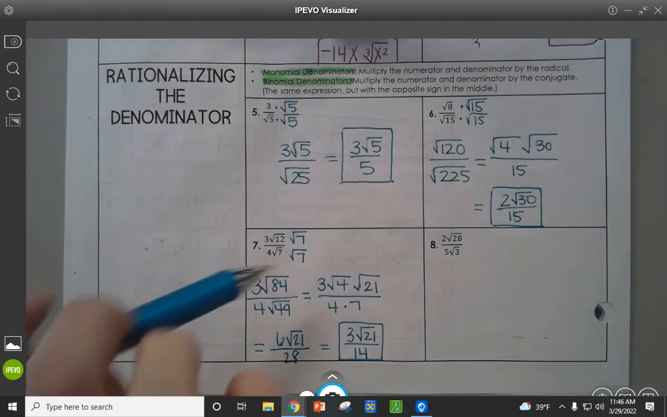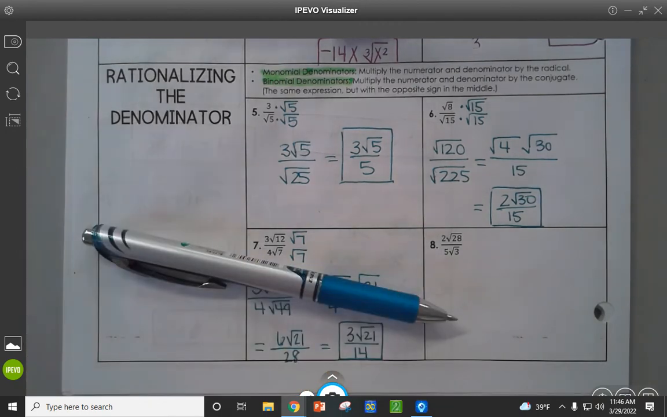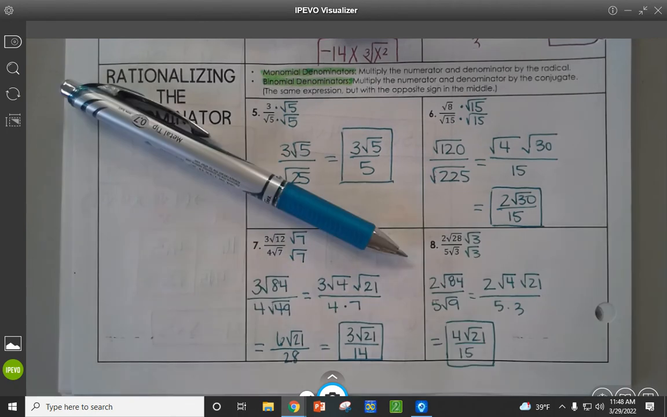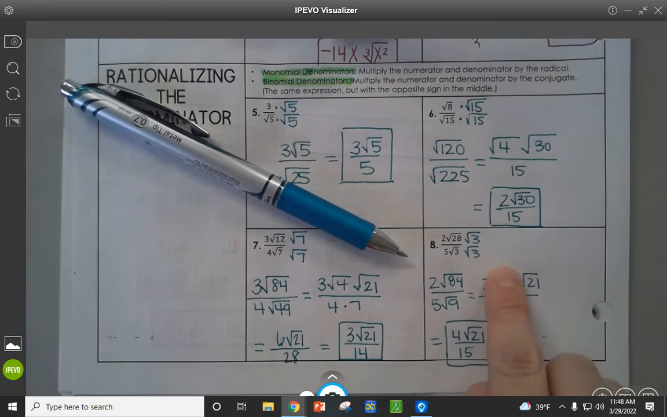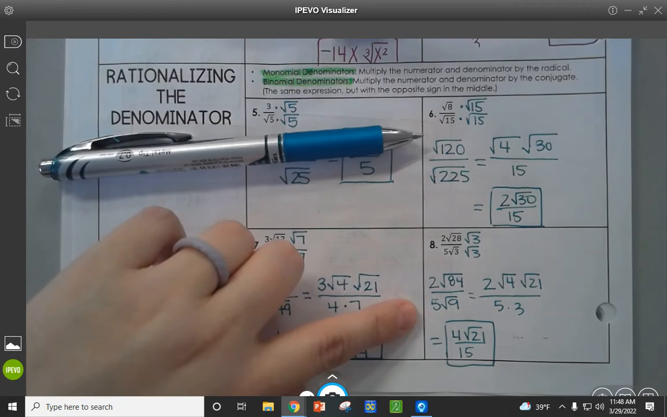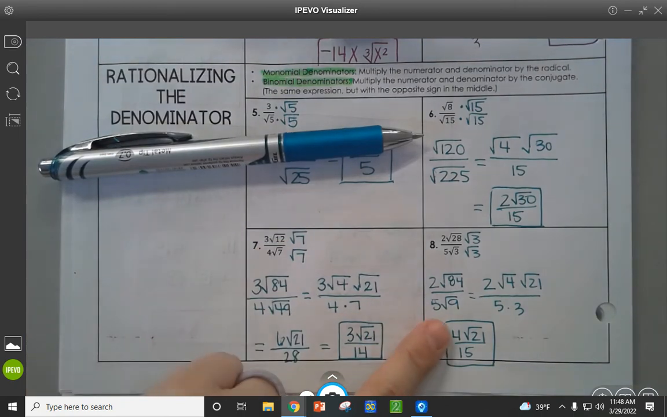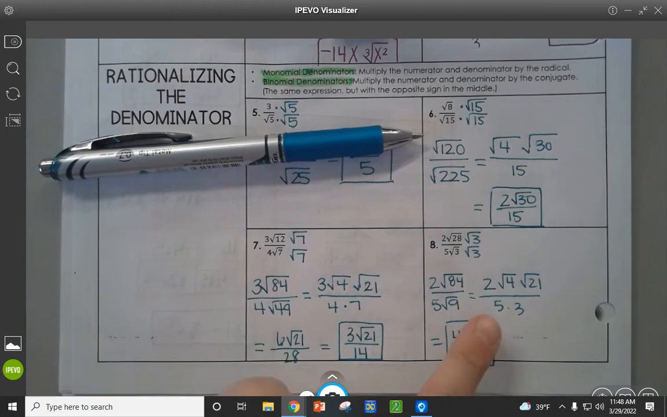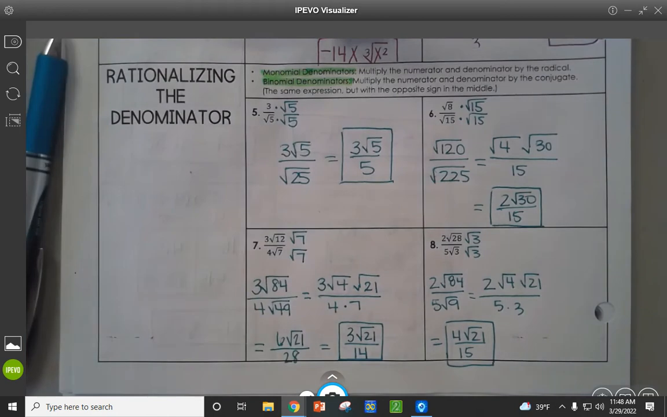Try number 8 on your own. So you had to multiply the top and the bottom by square root of 3, giving you 2 square root of 84 over 5 square root of 9. And so this 84, we just did that one in number 7. So you should have known it was 4 and 21. And you get 4 square root of 21 over 15.